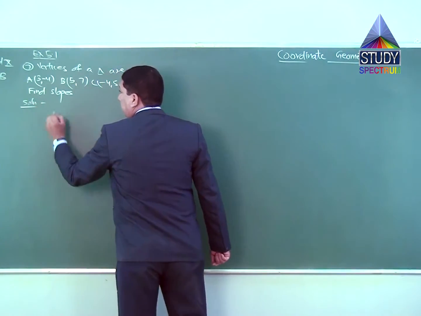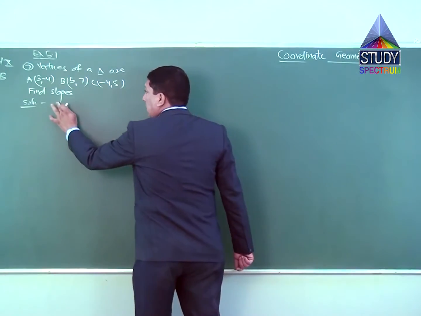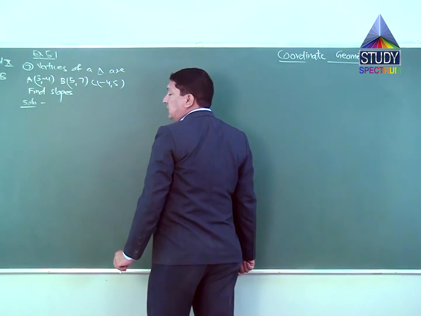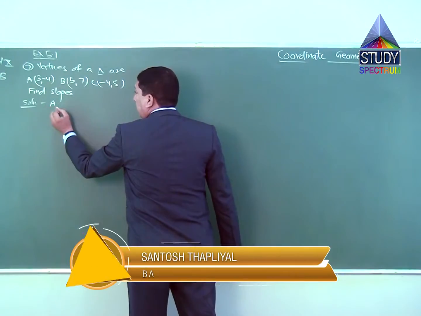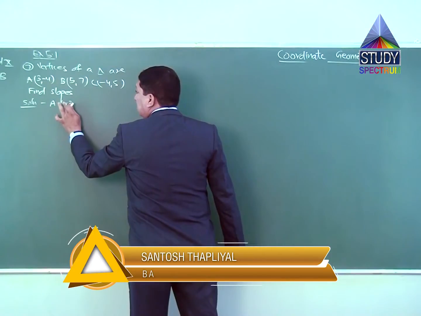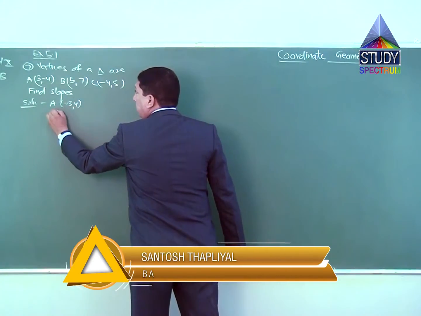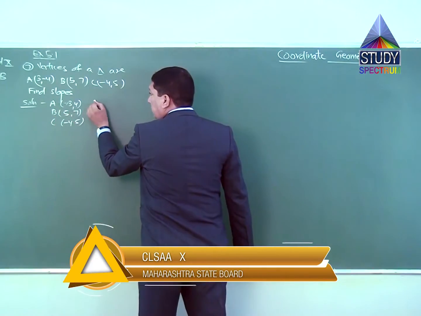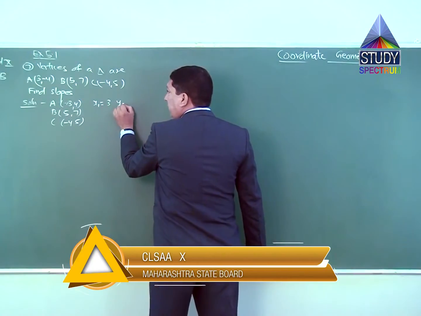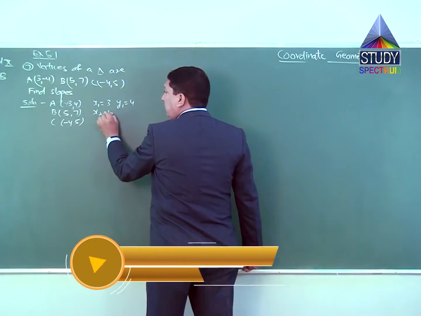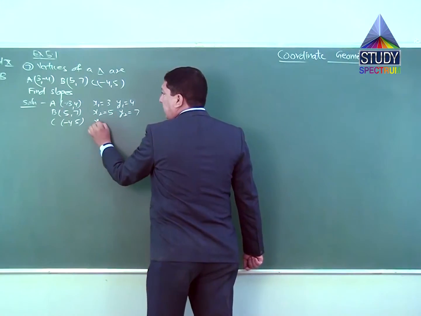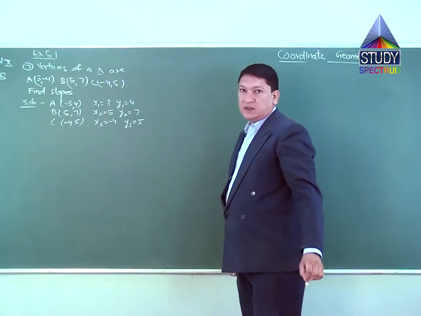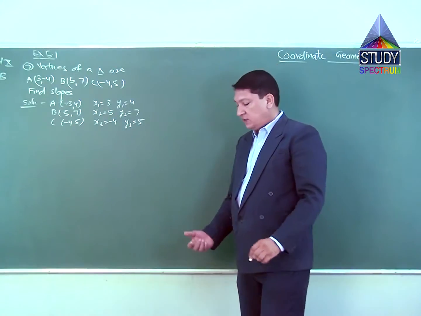Solution. Now A is (3, 4), B is (5, 7), C is (-4, 5). So x1 is 3, y1 is 4, x2 is 5, y2 is 7, x3 is minus 4, y3 is 5. I've taken the values of x1, x2, x3, y1, y2, y3.